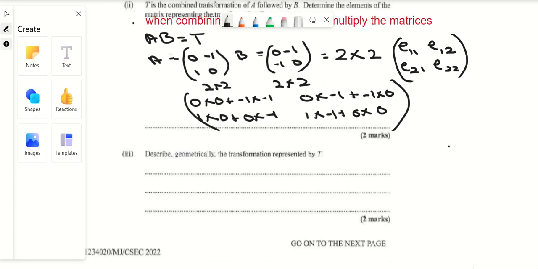0 by 0 is 0, minus and a minus is a plus. So this is 1, right? And then we have 0 multiplied by negative 1 and minus 1 multiplied by 0, which is 0. 1 by 0 is 0, 0 by minus 1 is 0, so this is also 0. Then 1 by negative 1 is negative 1 plus 0 by 0 is 0, so this will be negative 1. And this will be T. T is 1, 0, 0, minus 1.